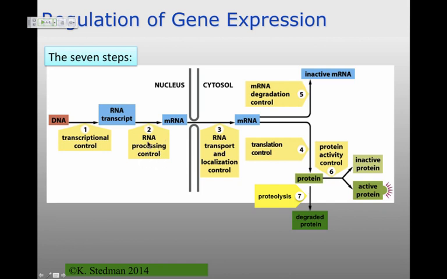processing that messenger RNA is another level you can control it, getting that RNA out of the nucleus, getting it to the right place is another way to control it, how much of it you have around, how much you translate it. You can control the activity, and this is particularly important with your binding of various different ligands, phosphorylation, or you can also degrade the protein. So these are really the different levels.